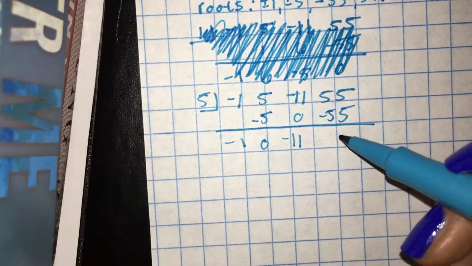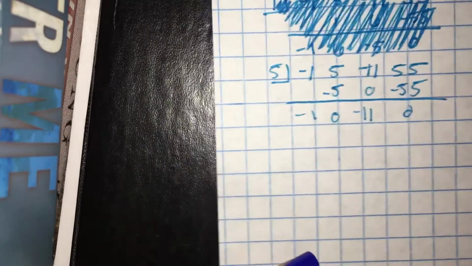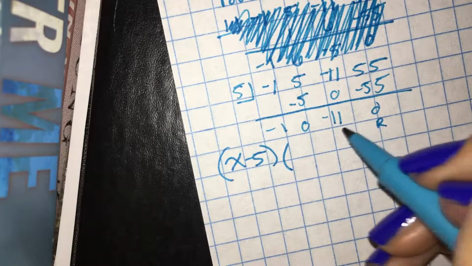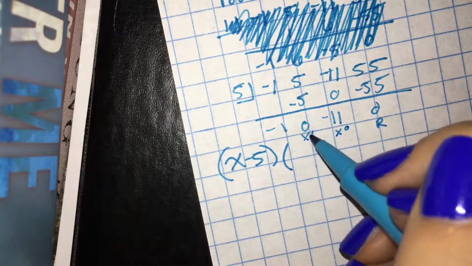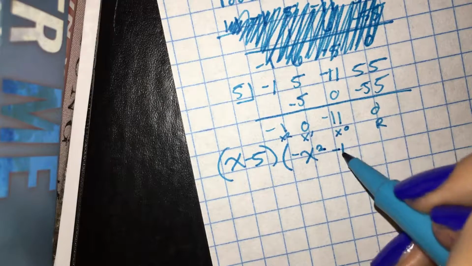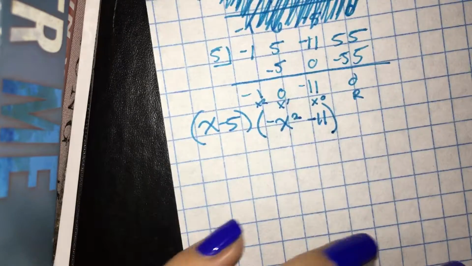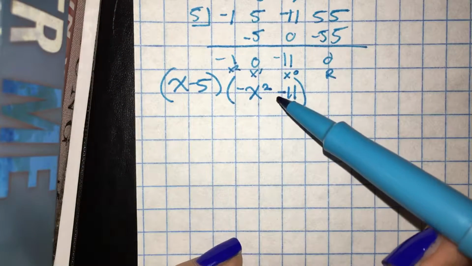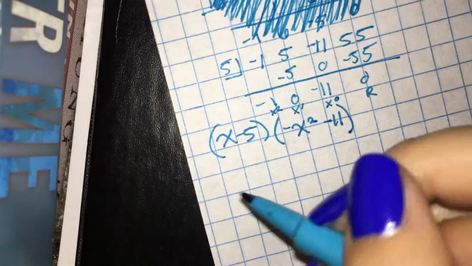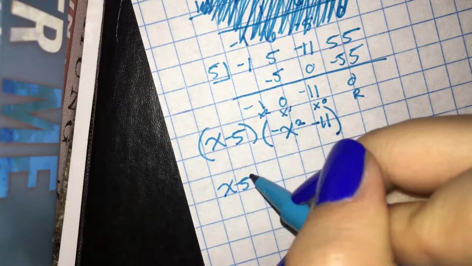That works perfectly, and the remainder is 0. So we rewrite the equation. So this is a remainder. This is x to the 0, x to the 1, and x to the 2. So negative x squared minus 11. So now, since you have x squared, this is easy to divide and find what x equals. So we rewrite what we have already.